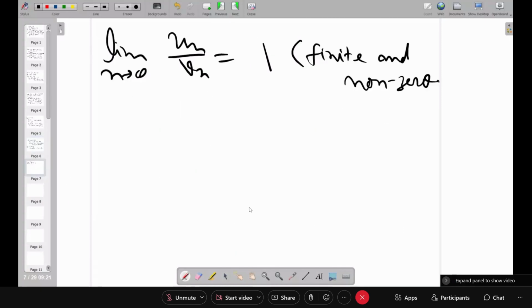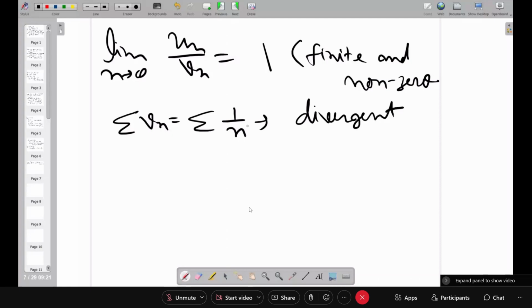So summation vn is 1 by n, which is divergent by p series test. Here p value is equal to 1. So by limit comparison, summation un is also divergent.